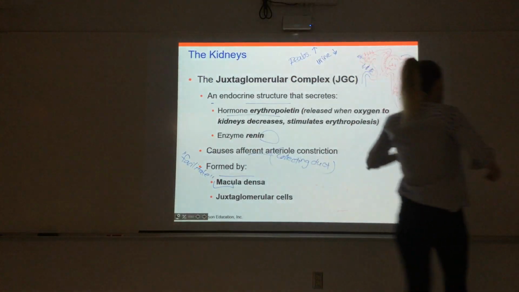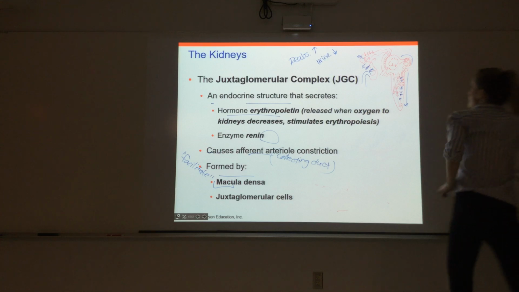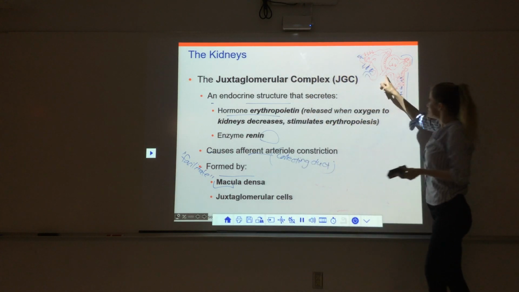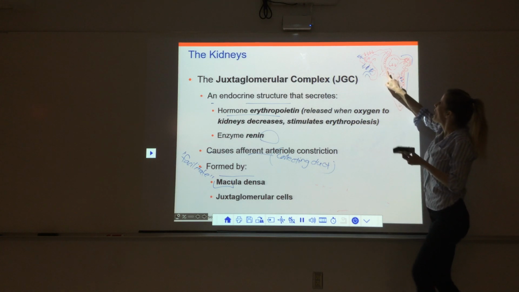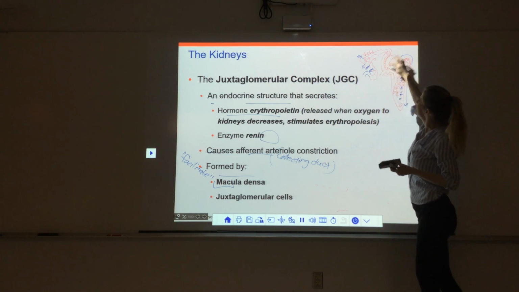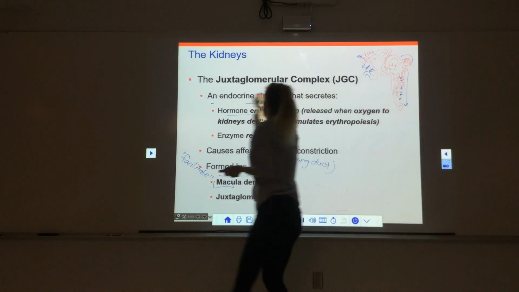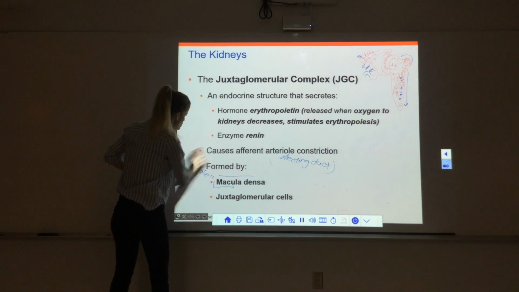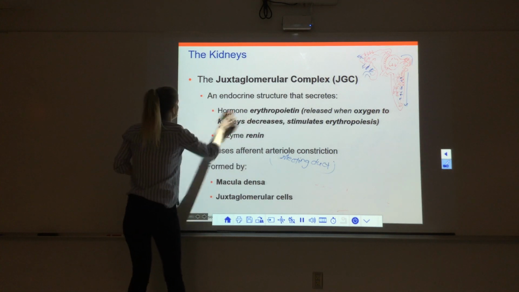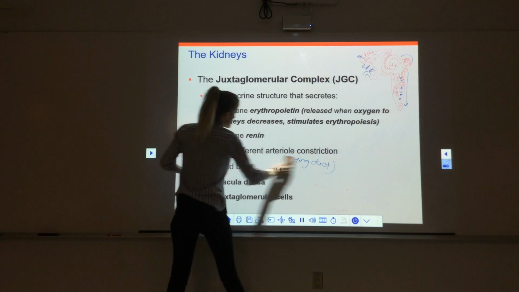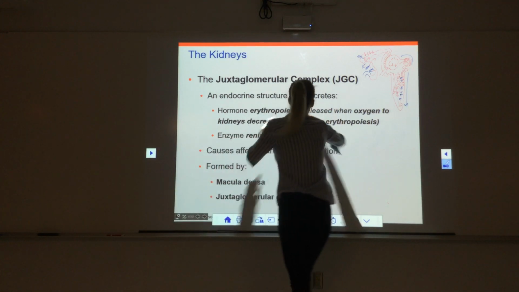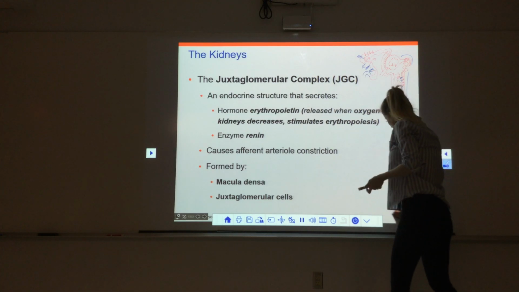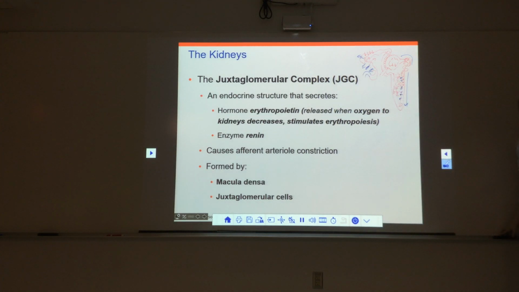I kind of mentioned the juxtaglomerular complex in passing when I told you that it's important that the distal convoluted tubule passes directly between the afferent and efferent arteriole. So right in that area where the DCT passes between the two arterioles, we've got a couple different types of cells that work together and form this juxtaglomerular complex.